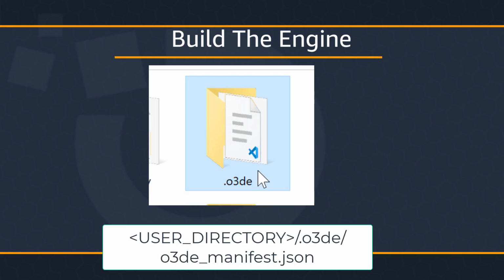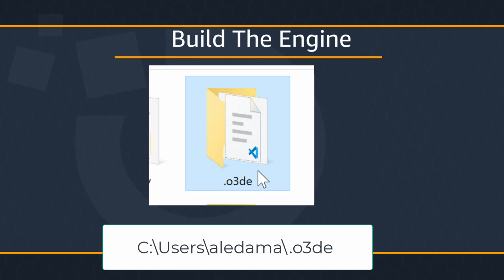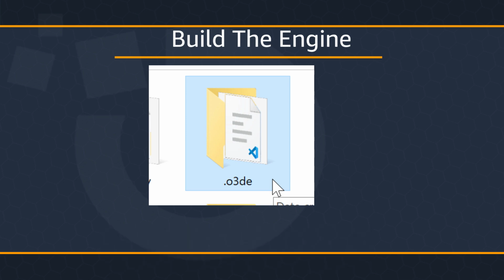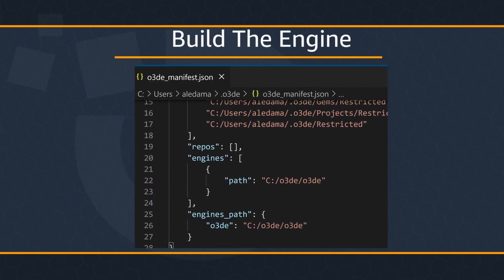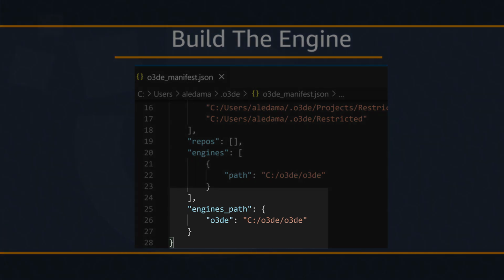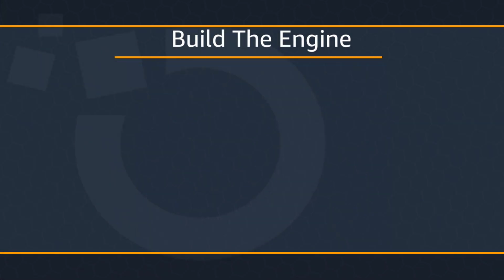Let's double check that the engine has been registered by going to your user directory .o3de folder, then double-clicking the o3de_manifest.json file found within it. For me, this is found under C, Users, My Username, within the .o3de folder. Here we find the o3de_manifest.json file. After opening this file, we can see that the engine has been registered underneath the engine's path. This completes the setup process for our engine.